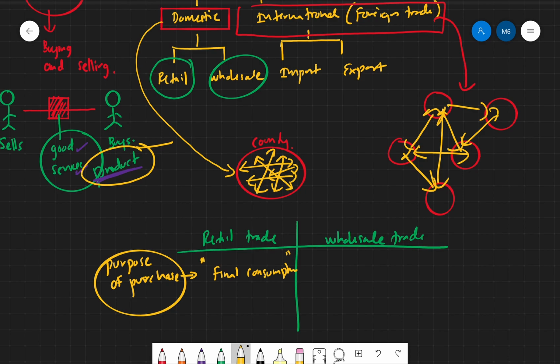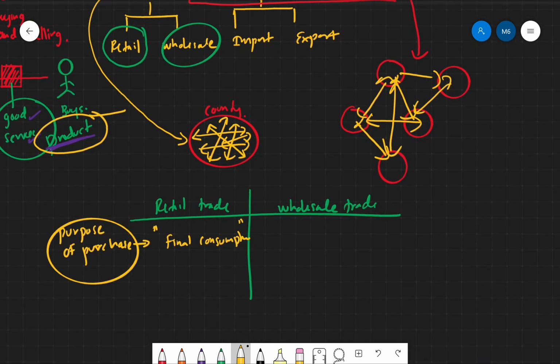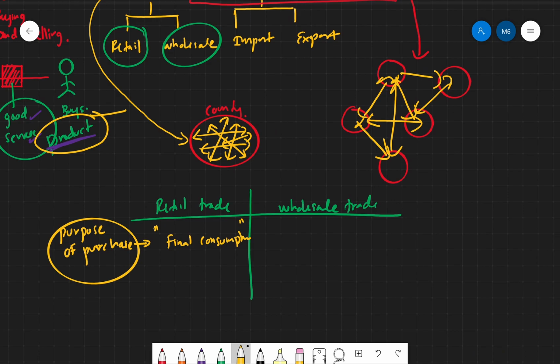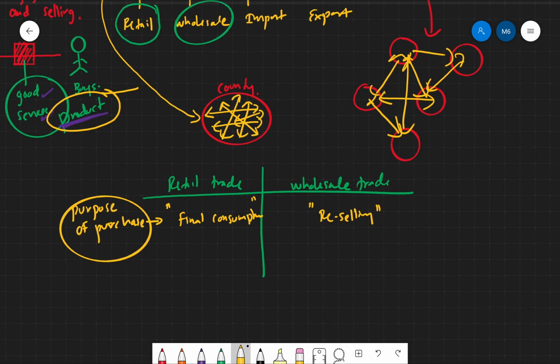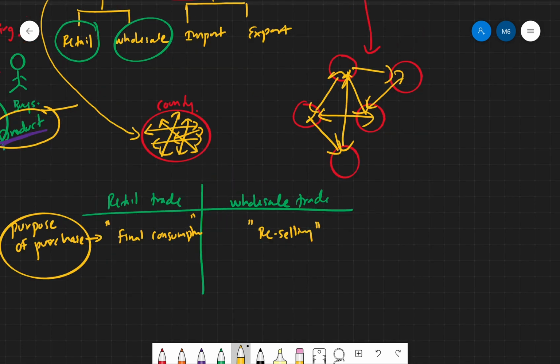You are not going to further produce it, or you are not going to further produce and sell it, or sell it to another person. That means retail trade means your main aim is to use the product. In wholesale trade, the buyer's main aim is reselling. That means his intention is to sell it to another person through further process or without any further process. So I hope you'll understand what is meant by retail trade and what is meant by wholesale trade.